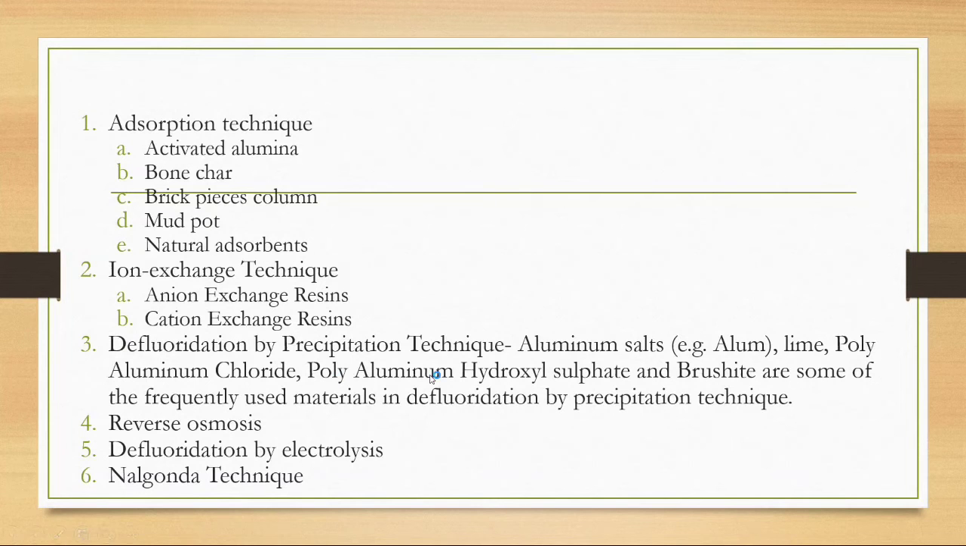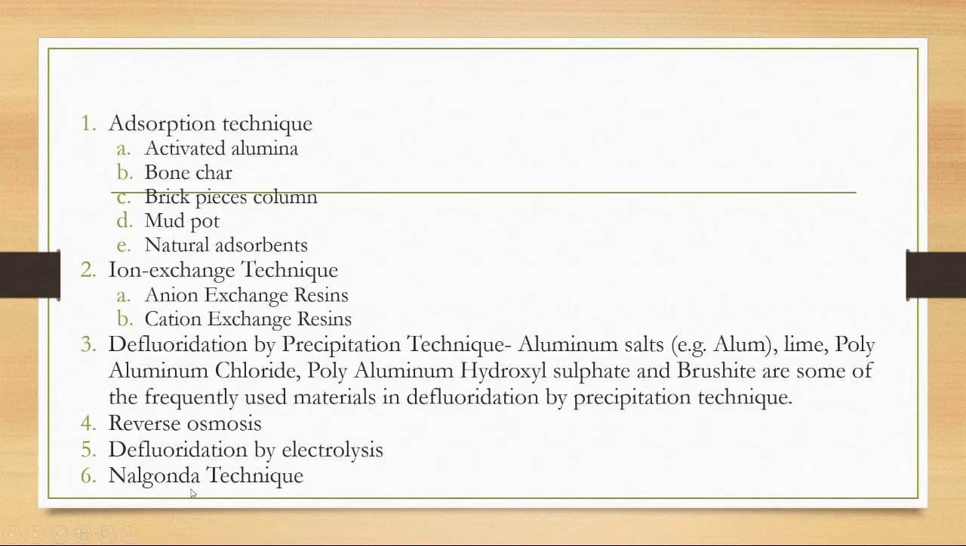Defluoridation by precipitation, that is the most common one, using alum and lime, so that it gets precipitated, combines with the fluoride, and fluoride will be precipitated due to the chemical action. Then we have reverse osmosis, electrolysis, and the Nalgonda technique, which is the most popular one.